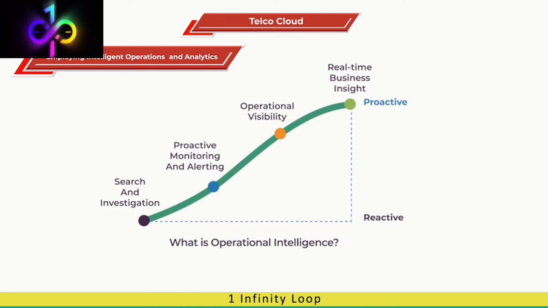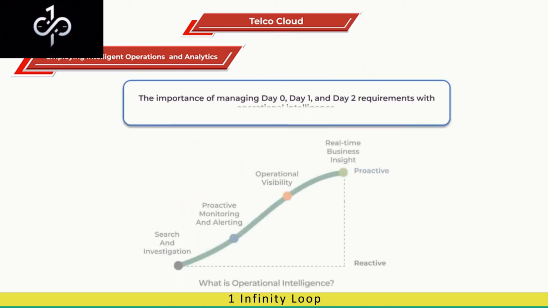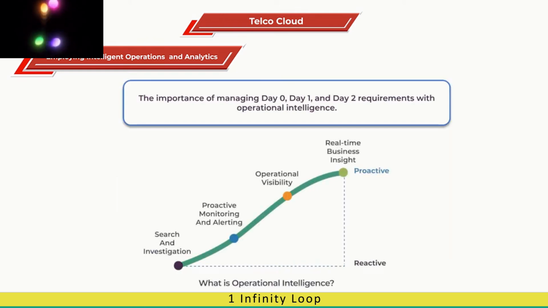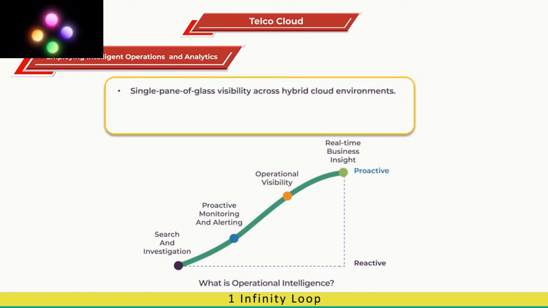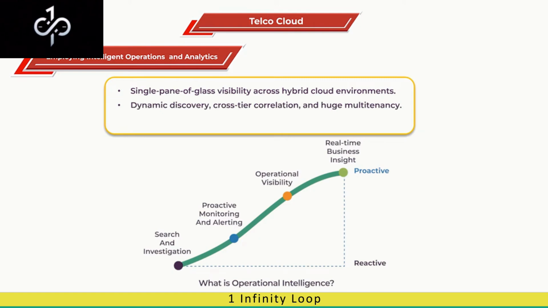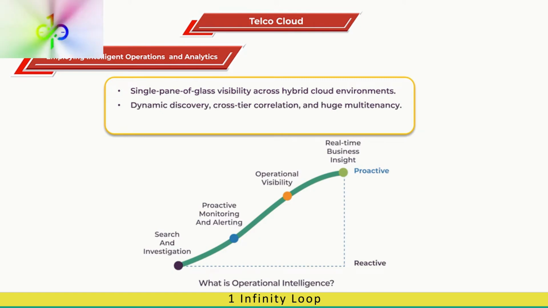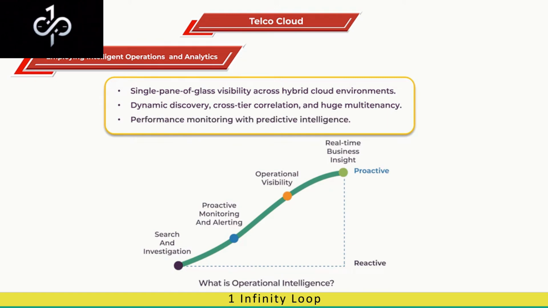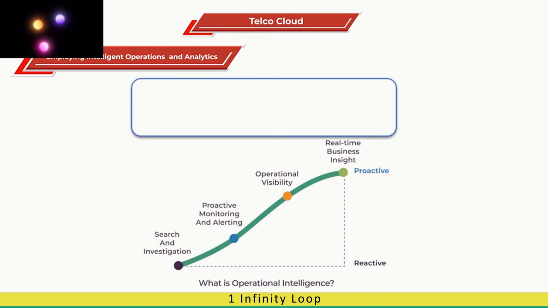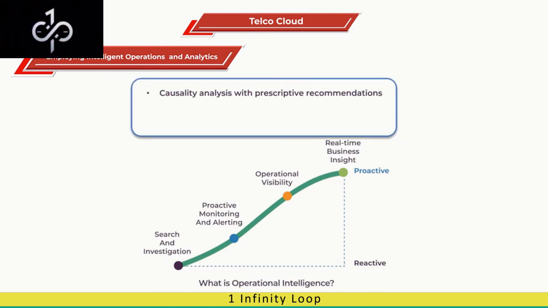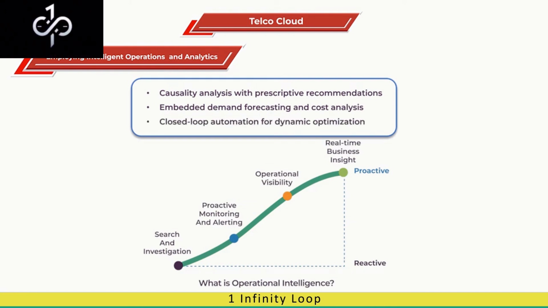strategy change. CSPs understand the importance of managing day 0, day 1, and day 2 requirements with operational intelligence that can address the following. First, single pane of glass visibility across hybrid cloud environments. Second, dynamic discovery, cross-tier correlation, and huge multi-tenancy. Third, performance monitoring with predictive intelligence. Fourth, causality analysis with prescriptive recommendations. Fifth, embedded demand forecasting and cost analysis. Sixth, closed loop automation for dynamic optimization.